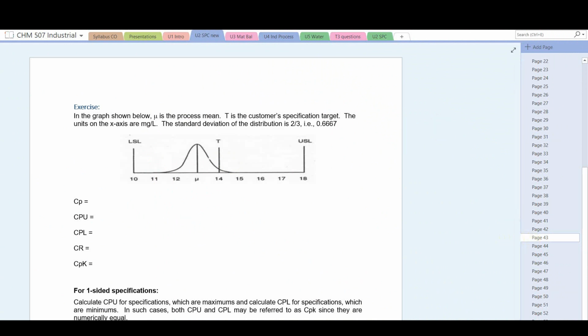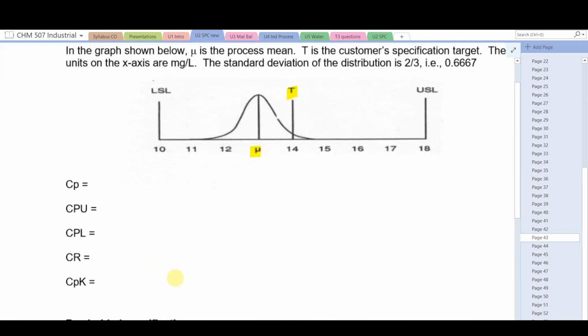Page 43. Let's do this exercise. In the graph below, mu is the process mean, and T is the customer's specification target. The units on the graph are milligrams per liter. The standard deviation of the distribution is 2/3. Okay, so let's try these calculations.